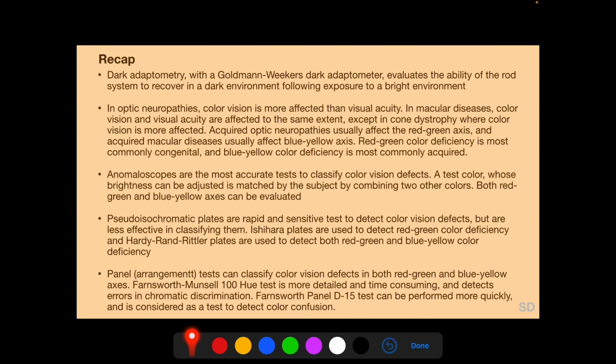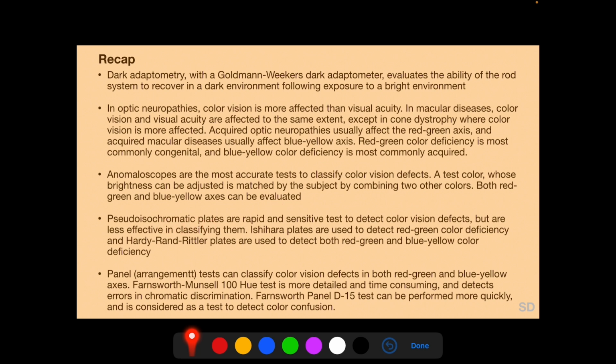On the other hand, red-green color deficiency detected in a patient in the clinic is most commonly congenital, whereas blue-yellow color deficiency is most commonly acquired. Anomaloscopes are the most accurate tests to classify color vision defects. A test color whose brightness can be adjusted is matched by the subject by combining two other colors. Both red-green and blue-yellow axes can be evaluated.